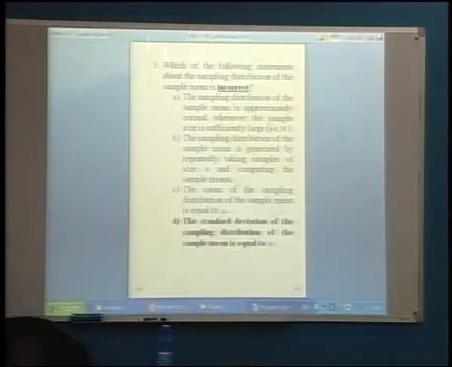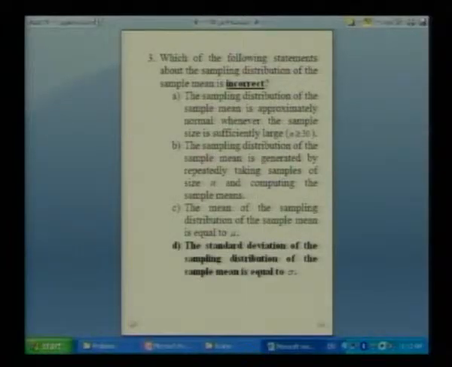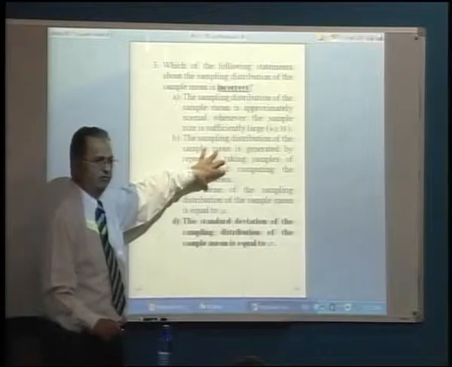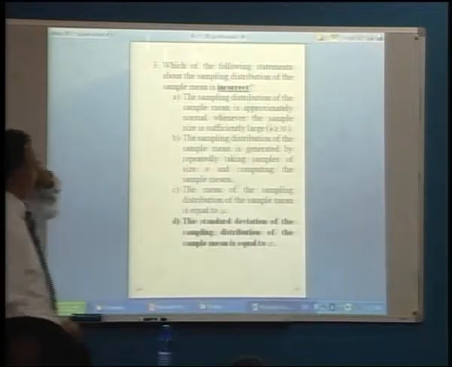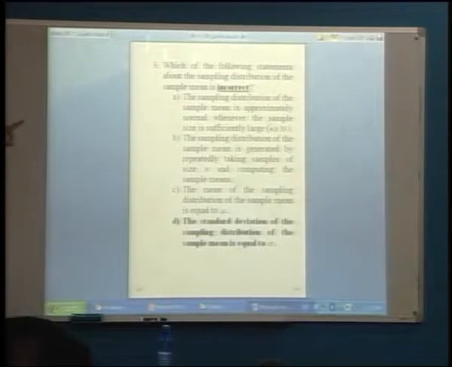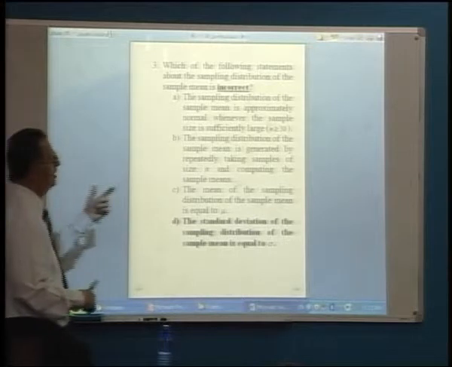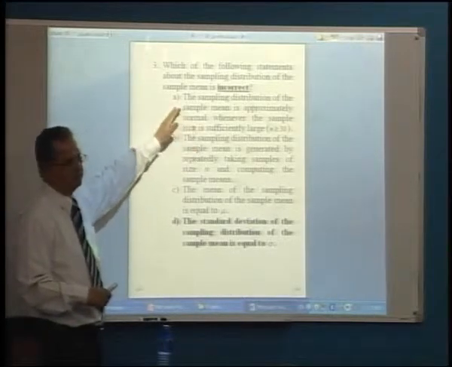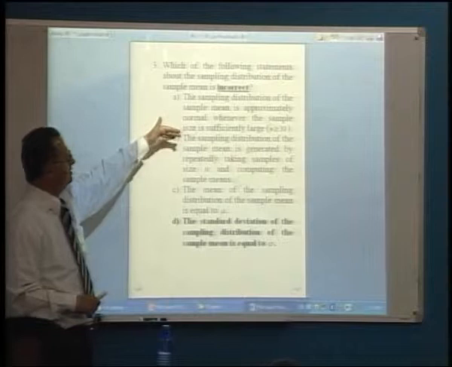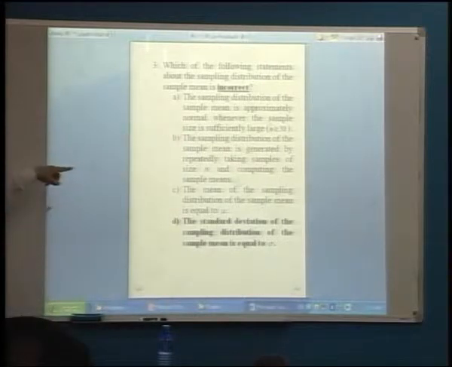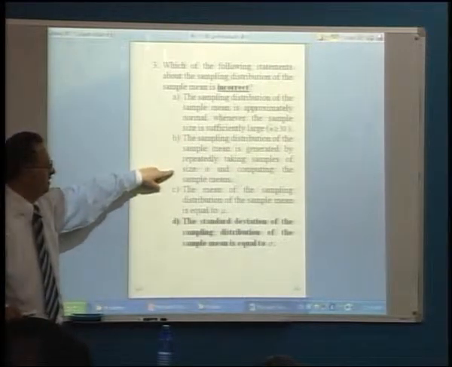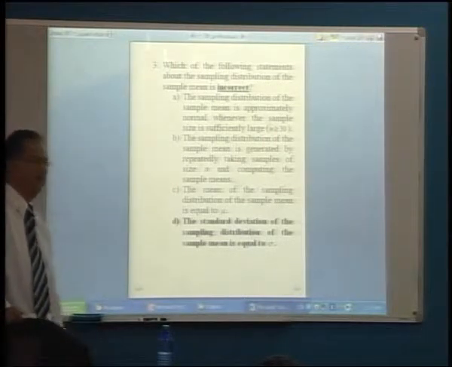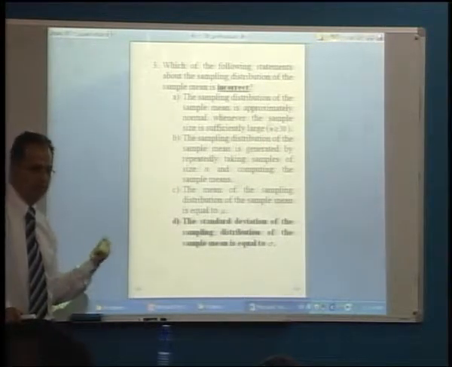Number 3. Which of the following statements about the sampling distribution of the sample mean is incorrect? Here we are looking for the incorrect statement. Look at A. The sampling distribution of the sample mean is approximately normal whenever the sample size is sufficiently large. This is correct. B. The sampling distribution of the sample mean is generated by repeatedly taking samples of size n and computing the sample means. That's also correct.